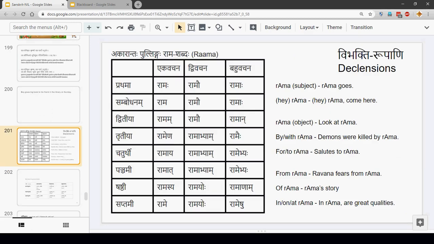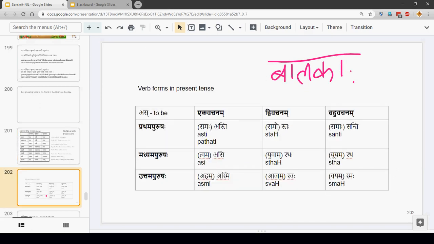Yeah. And if there are three or more, then balakaha. Like here we have Ramaha, similar to that, balakaha. So with balakaha, here we need to use this form: Balakaha santi. Balakaha tatra santi. Balakaha atra santi. We have to use this form.